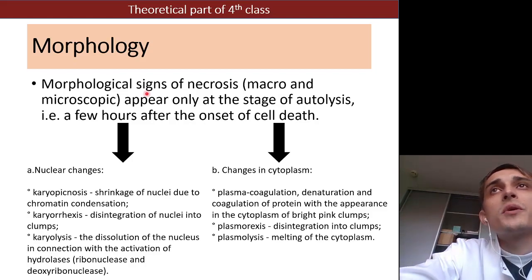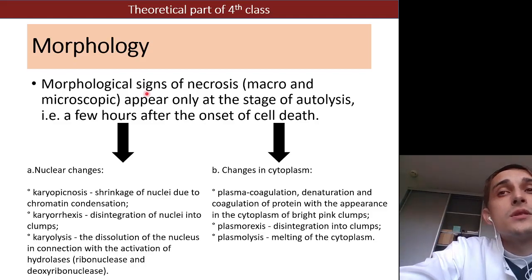Morphological changes, or morphological signs, of necrosis are associated with changes of the two most important organelles: changes of the nuclei and changes of the cytoplasm. The changes of the nuclei happen in three stages. The first is karyopyknosis, which is associated with a decrease in the size of the nuclei, and after it we will see condensation of chromatin as a result of this stage.